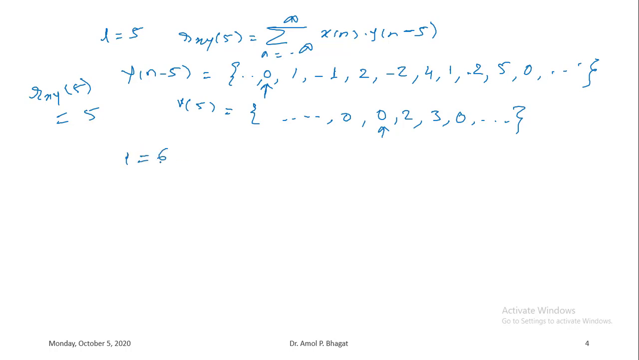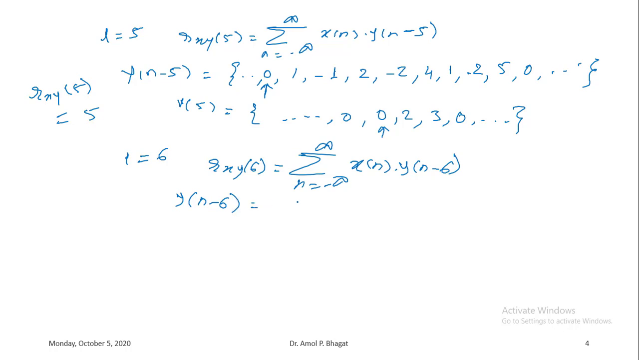Similarly for L is equal to 6, I will get rxy of 6 is equal to summation n is equal to minus infinity to infinity x of n multiplied by y of n minus 6. Again this y of n minus 6 I can write these values as 0 0 1 minus 1. Again I am writing all these values as it is, 1 minus 1 2 minus 2 4 1 minus 2 5 0 and so on, right?